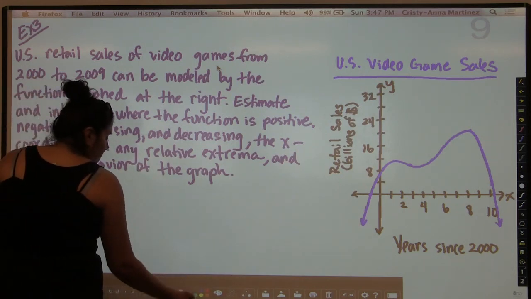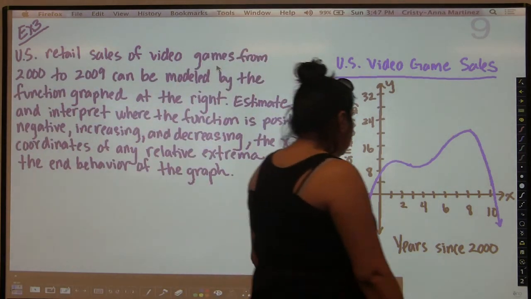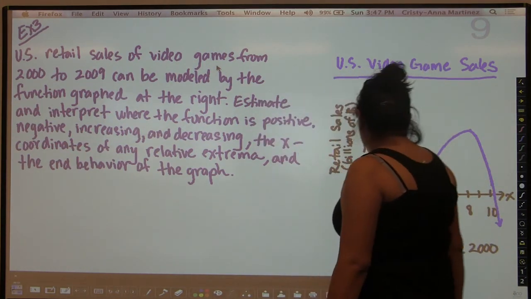Again, I really need you to be listening and pause if you need to and write things down, because I'm not going to have enough space to write all that stuff down. But I am going to go to the graph and show you what is going on here. So first they want to know whether the function is positive or negative. We said before that the function is positive when it's above the x-axis.